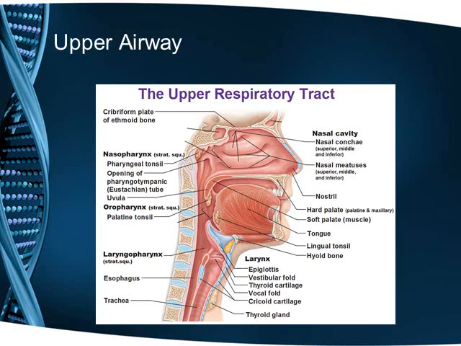Then we have into the mouth, the hard palate and the soft palate. We have the tongue there, obviously, and we have another tonsil right behind the tongue, the lingual tonsil. And you can see right below that area we have the hyoid bone. What makes a hyoid bone unique? It doesn't touch any other bone. It's not connected to any other bone.